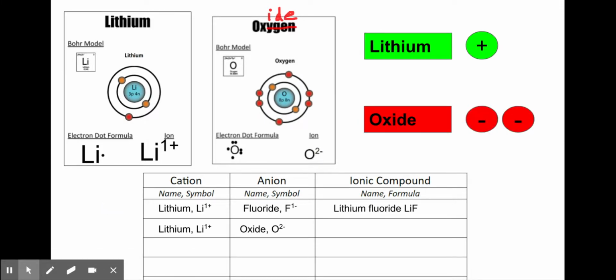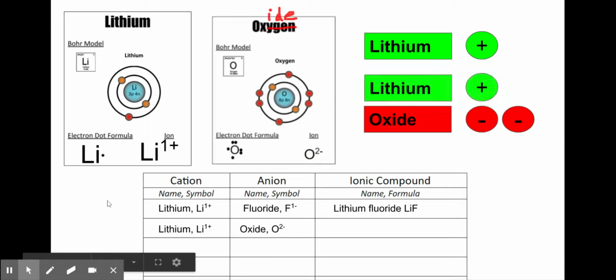Do these match up? They don't. So if I do 1 to 1 lithium and oxide, I'm not going to have a neutral compound. So we have to add another lithium. And now with 2 lithiums, I have a total of positive 2 charge, negative 2 charge. They cancel to 0, which will give us our neutral compound.